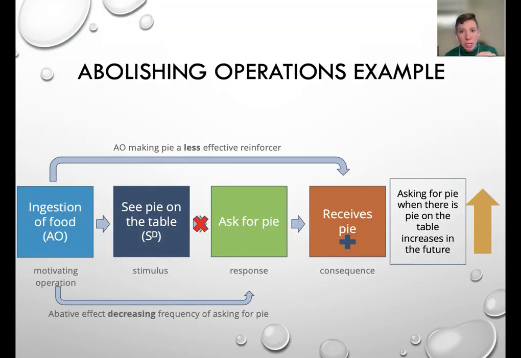So let's look at an abolishing operation example. This makes my brain make sense, so hopefully it'll help for yours. If I had just eaten a bunch of food, so that's my AO, my abolishing operation, and I see pie sitting on the table, I'm probably not going to ask for pie, because pie is not going to be an effective reinforcer since I've just eaten a bunch of food, right? So the abative effect is on the response. The abative effect is a behavior altering effect that affects the response. It makes me less likely to do responses that normally get me pie. And the AO, the abolishing operation, makes pie a less effective reinforcer.